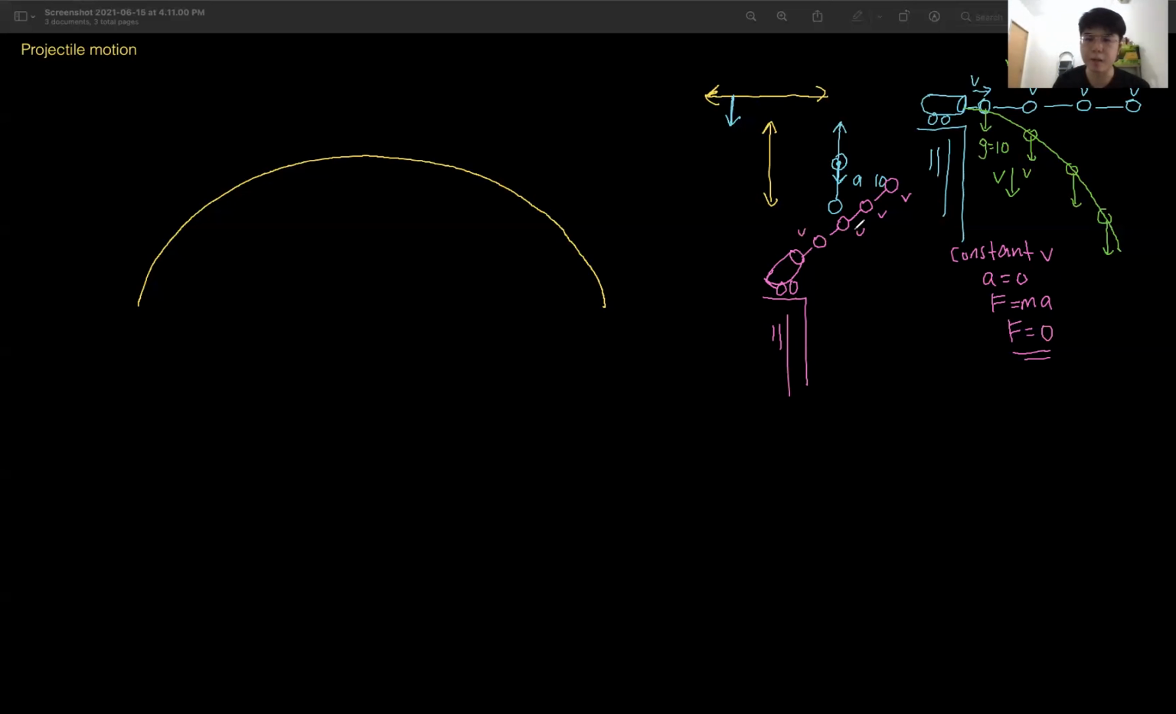Now I turn on, okay, this is the path without the gravity, right? Same, I turn on the gravity switch right now. And what path will it take? Initially, it will go up and then it will start to curve downward like this.